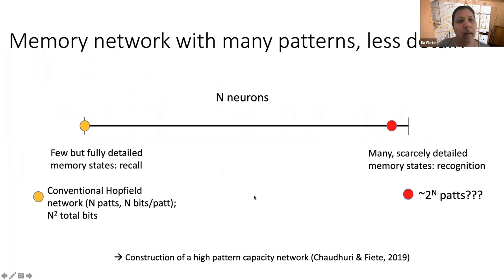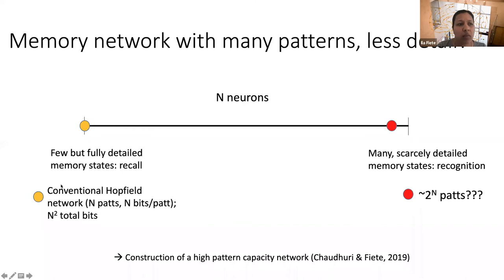So one question we can ask, right? I'm actually gonna ask two questions in this talk. And so the first question I'm gonna ask is, can we relax the Hopfield network in such a way that we can go from having very few patterns that are extremely detailed? So these are the conventional networks. By the way, another way to describe what happens in these Hopfield networks is you can store up to n patterns with n bits per pattern for a total of n squared total bits, which equals the total number of synapses in the network. So that's where the Hopfield networks are.